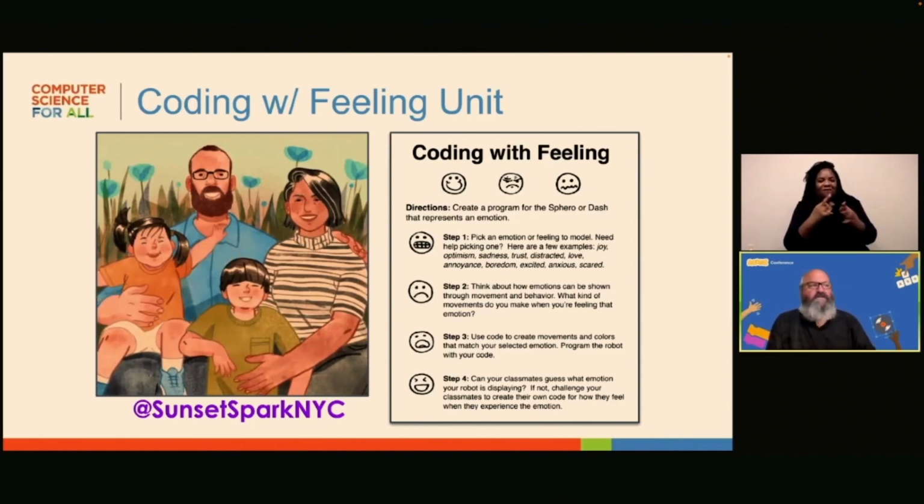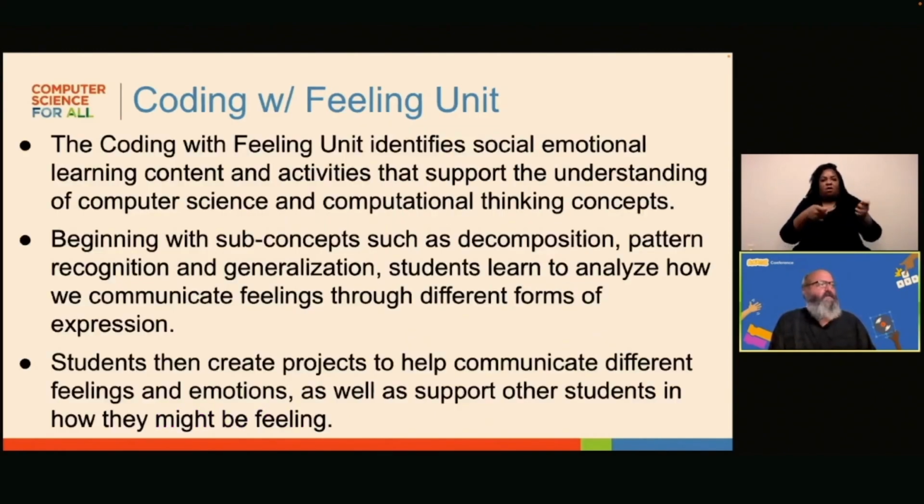They came up with this activity for our robots unit around coding either a Dash robot or a Sphero robot to reflect a particular feeling or emotion using movement, colored lights, or sounds, and then coding that into the robot and seeing if other people can guess what emotion was being expressed. It still is a really successful activity to do with students, but we evolved that into a unit. The coding with feeling unit identifies social emotional learning content and activities that support the understanding of computer science and computational thinking.